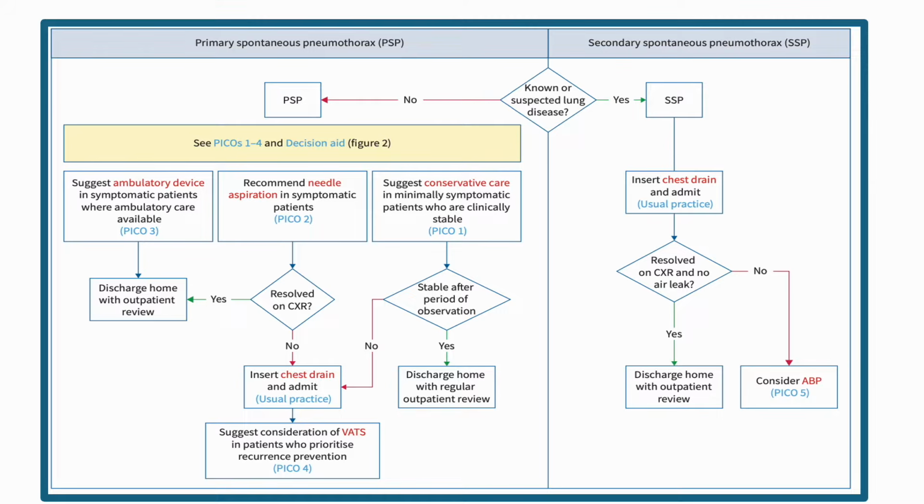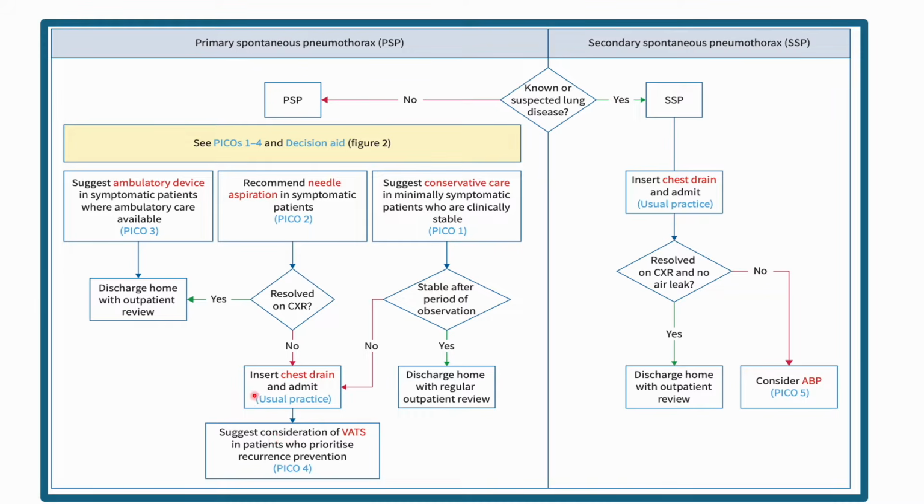Now, if it's a primary spontaneous, you would prefer ambulatory management, as they've mentioned. You would also prefer needle aspiration in symptomatic patients who are otherwise stable, and you would suggest conservative care in them. If the patient is okay with ambulatory management, you will discharge him with an outpatient review. If on needle aspiration he resolves, again you can discharge. But if it doesn't resolve or it recurs during your observation period, you may need to insert a chest drain and admit. That's the usual practice.